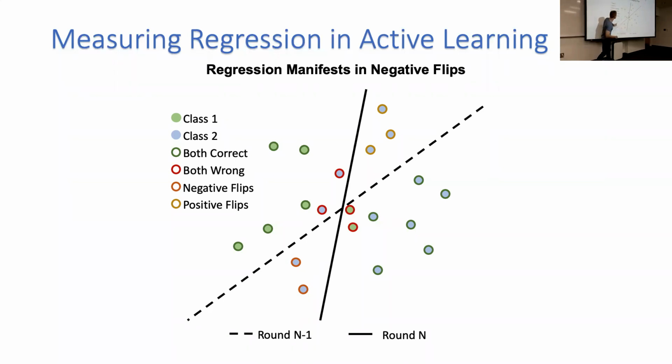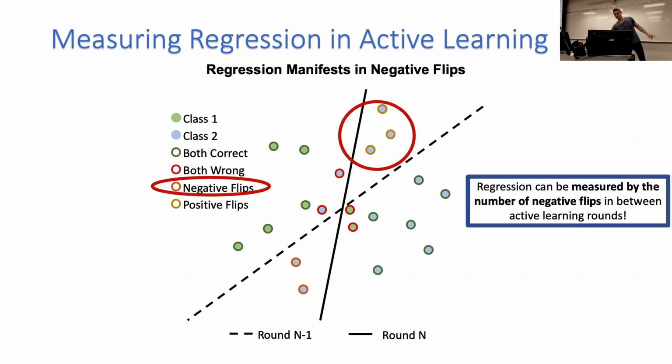Oh, wait, which one was the negative? Yep, no, it's the top ones. Sorry, my bad. These bottom ones over here are the positive flips, and these ones up here are really the negative flips that we're really interested in.